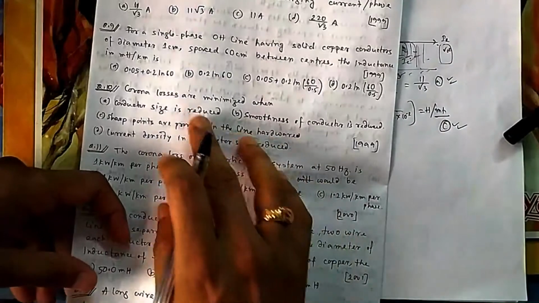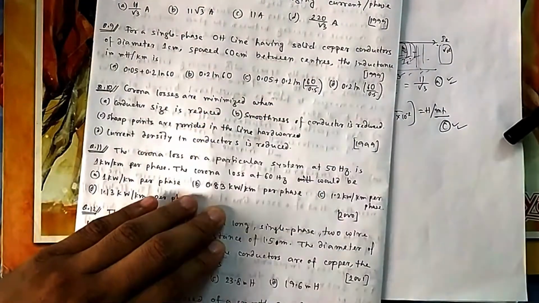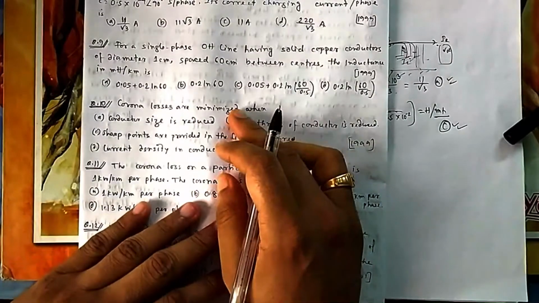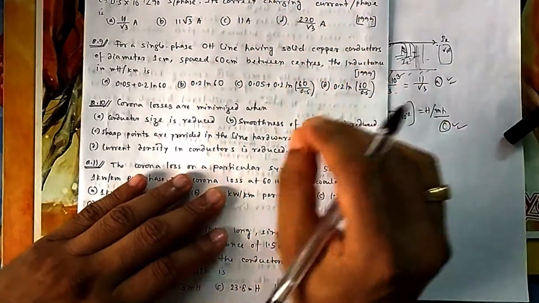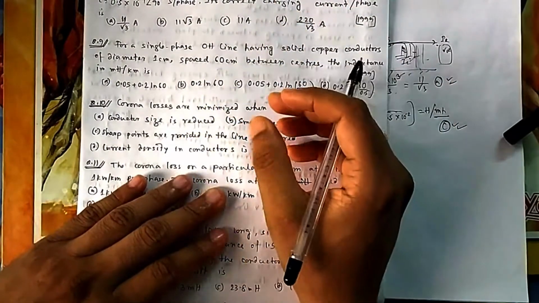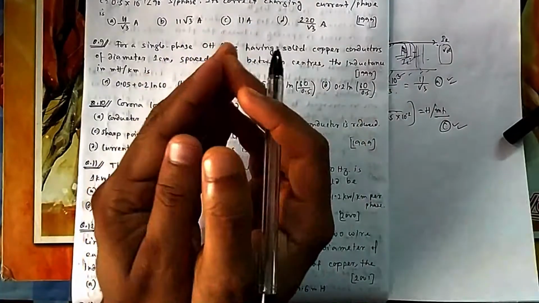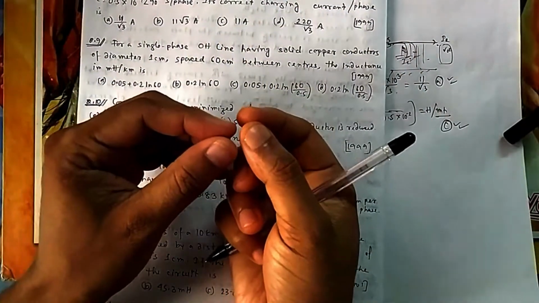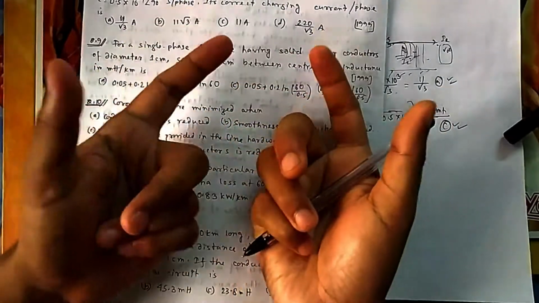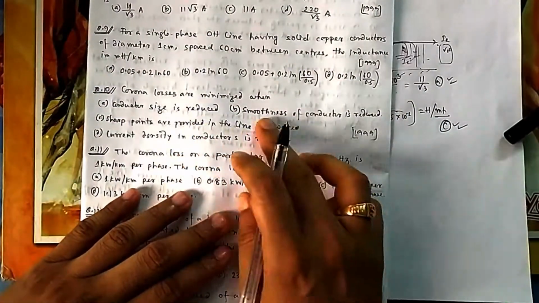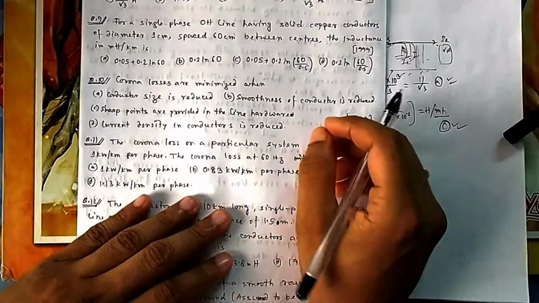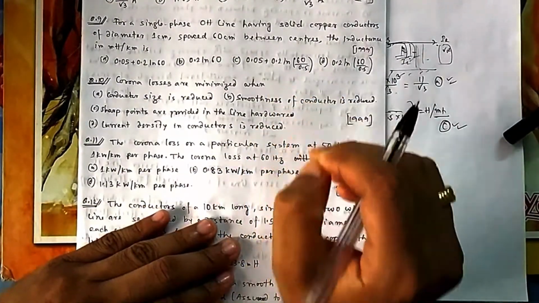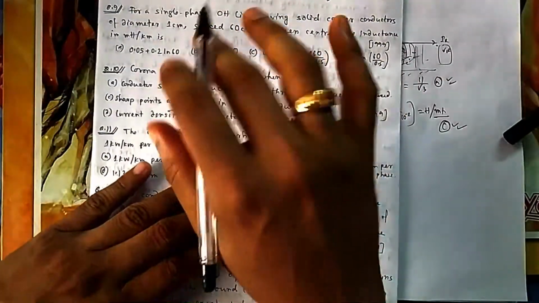Now if you come to 10, the corona losses are minimized when conductor size is reduced. No, you need a greater size. Why does corona occur? Because the electric stress per unit area becomes very high, so that the air surrounding it becomes ionized. So if your conductor size is reduced, your surface area will get reduced, then the voltage per area will increase, because you are reducing the area. Is it that the smoothness of the conductor is reduced? No, we need a smooth conductor. If there are rough spots, corona will be higher, because at those spots the electric stress will be more. It will not be uniformly distributed all around the conductor.